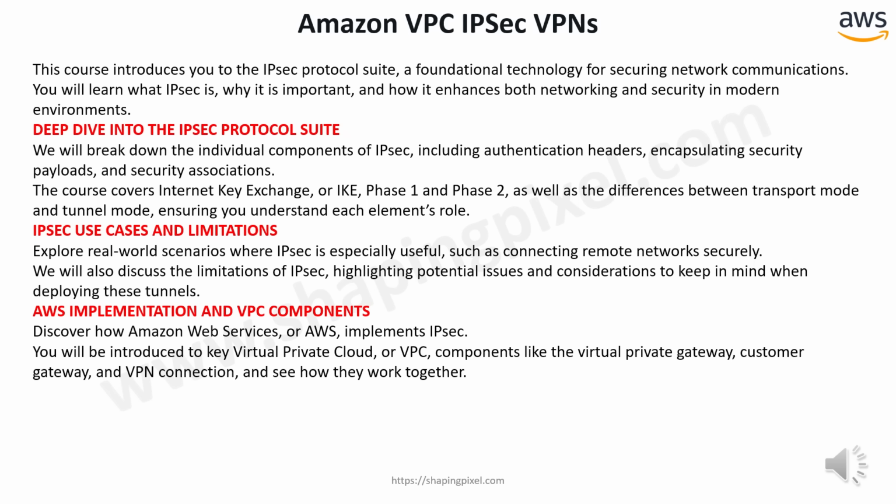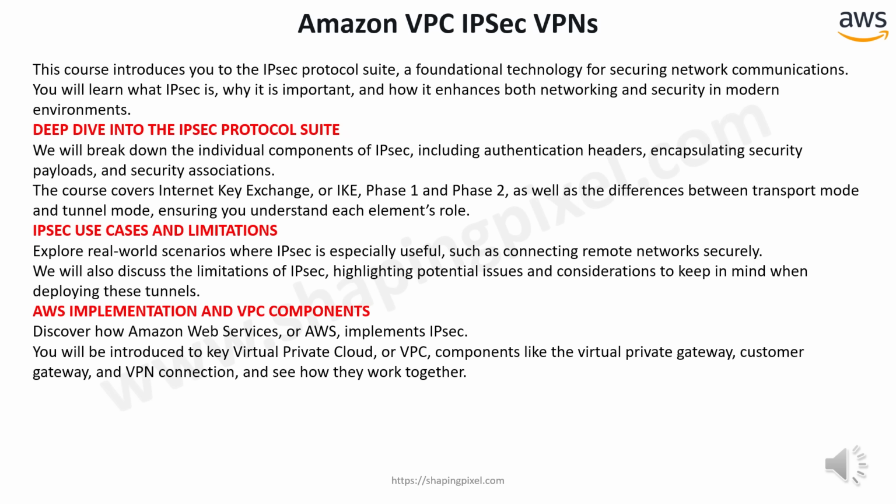Explore real-world scenarios where IPsec is especially useful, such as connecting remote networks securely. We will also discuss the limitations of IPsec, highlighting potential issues and considerations to keep in mind when deploying these tunnels. Discover how Amazon Web Services, or AWS, implements IPsec. You will be introduced to key Virtual Private Cloud, or VPC, components like the Virtual Private Gateway, Customer Gateway, and VPN connection, and see how they work together.